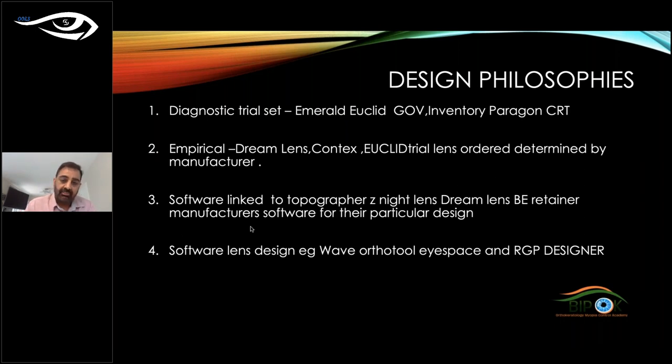OrthoTool is software where you have to actually put in the data, and then there are certain parameters, or what we call templates, you can use in order to design the lens. iSpace works very similar to Wave. Again, they're using the topographer integrated into the software, so you're passing the topographer data straight onto their software, and then the lens is designed. Now, RGP Designer is slightly different, which I'm going to talk about today.